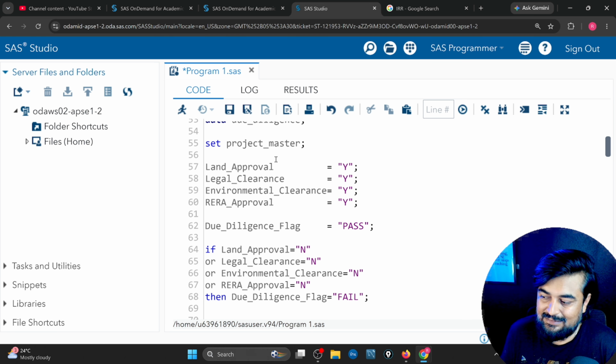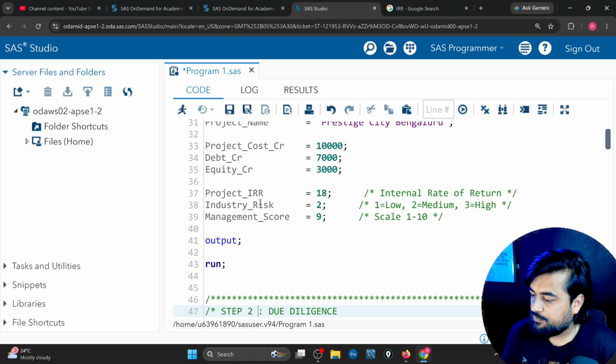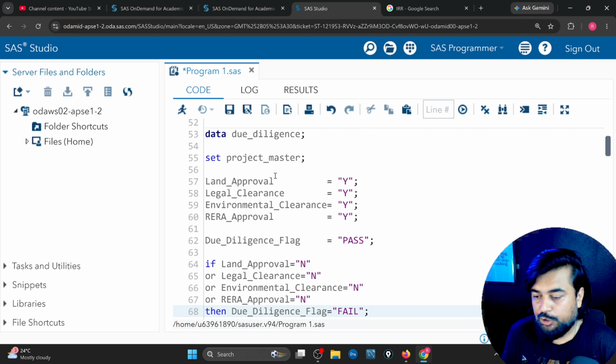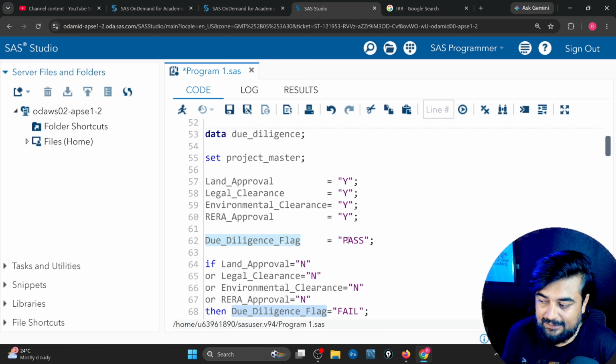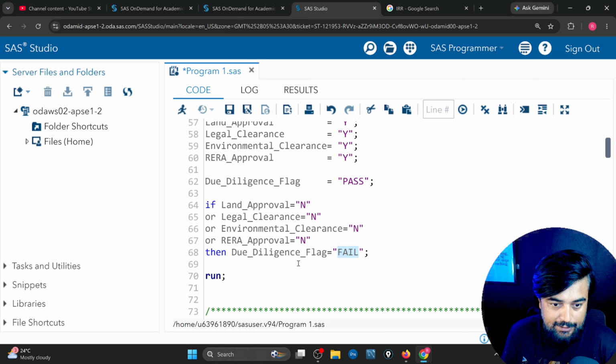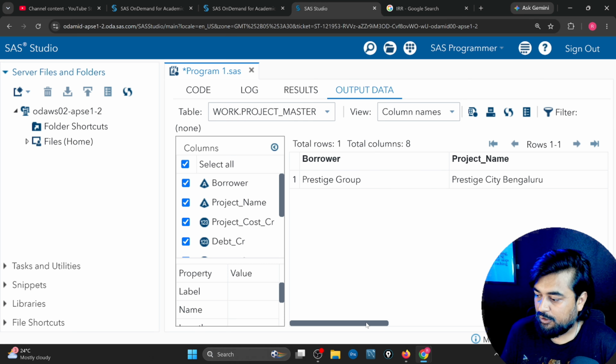Let's talk about step number 2 again. So here we are doing the due diligence. We are checking land approval, yes. Legal clearance, yes. Environmental clearance, yes. RERA approval, yes. Due diligence flag, we are setting a new flag, and if anything is no, then the due diligence flag is failed. So now let's run step number 1, step 2. I selected it. Just click on this running person and you have the data.